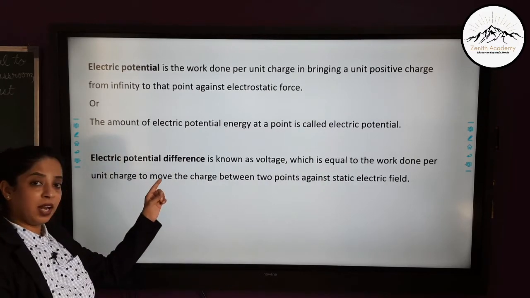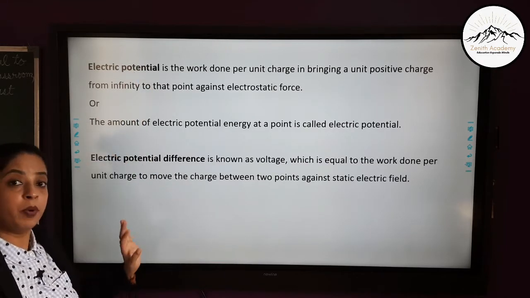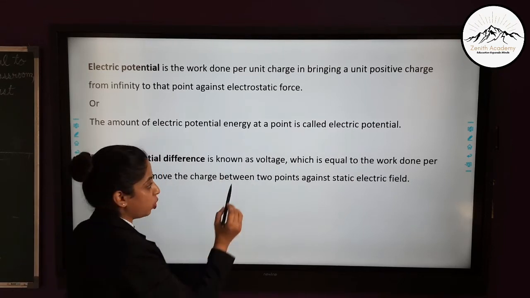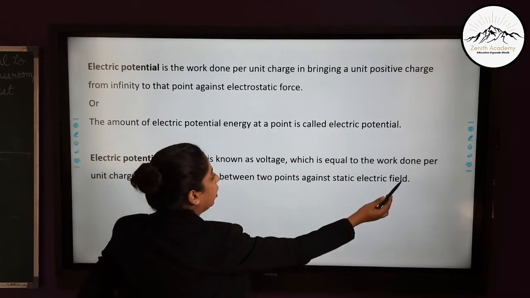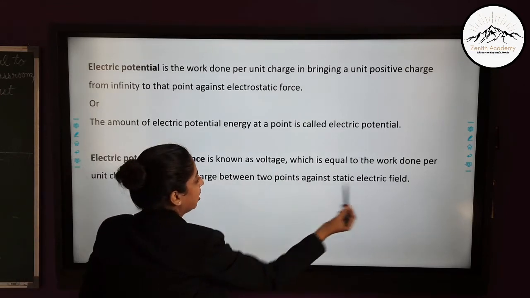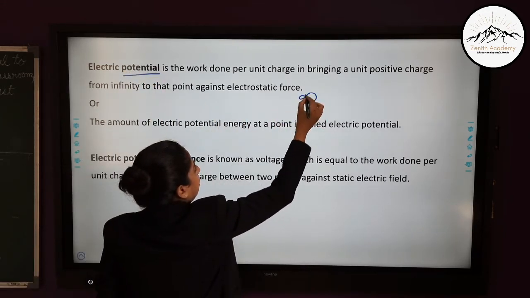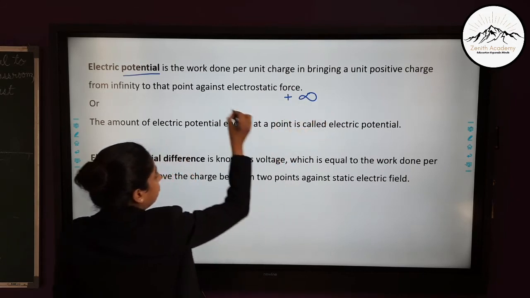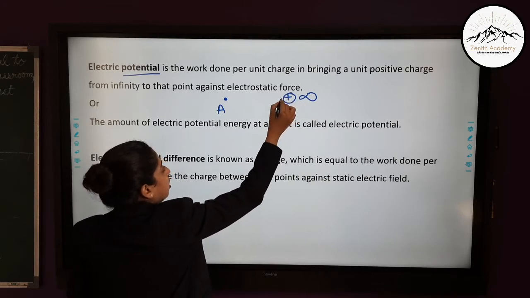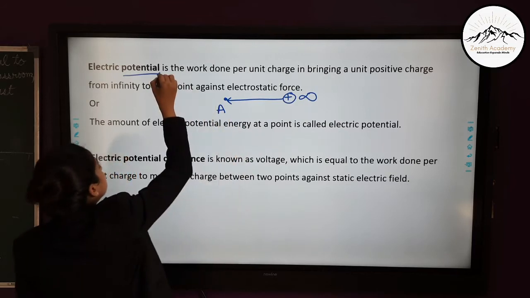Now, let us talk about electric potential difference. What is potential difference and how is it different from potential at a point? Electric potential difference is also known as voltage, which is equal to the work done per unit charge to move the charge between two points against a static electric field. For potential, if this positive charge was kept at infinity and we want to find the potential at this point A, then the amount of work done in bringing this unit positive charge from infinity to that point A is known as potential.